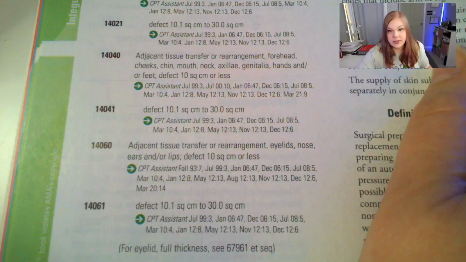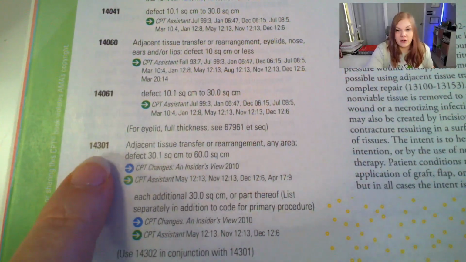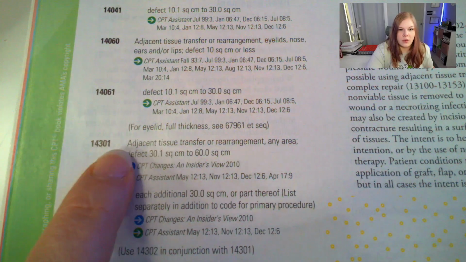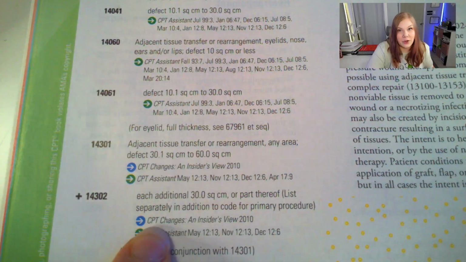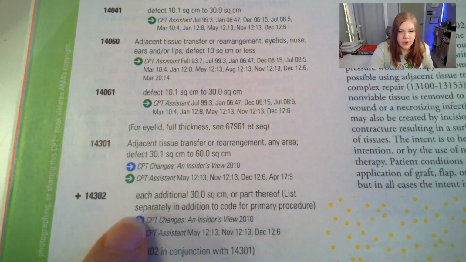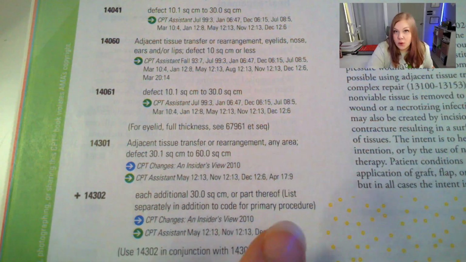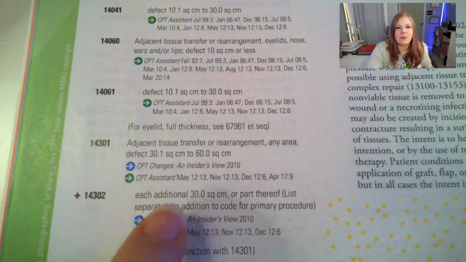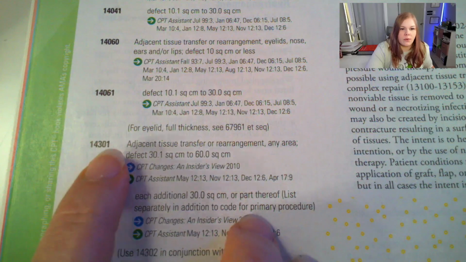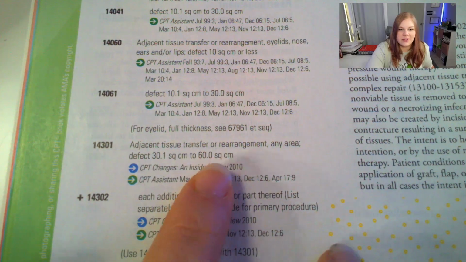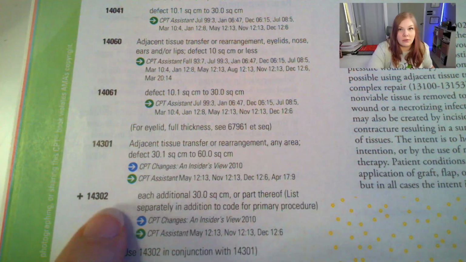Now, one of the critical things, though, to keep in mind is that once we go over that 30 square centimeters, we change our codes completely. We go with this 14301 code, which is our 30.1 square centimeters to 60 square centimeters, and then we have an add-on code that gets added on to that, our 14302, for each additional 30 or part thereof. So even if it isn't a full 30, if it's just a 0.5, it would still get coded over. So if we have 60.5, we would code our 14301 for that first 60 square centimeters. That extra part thereof, that 0.5, we would still get a full 14302 for that.